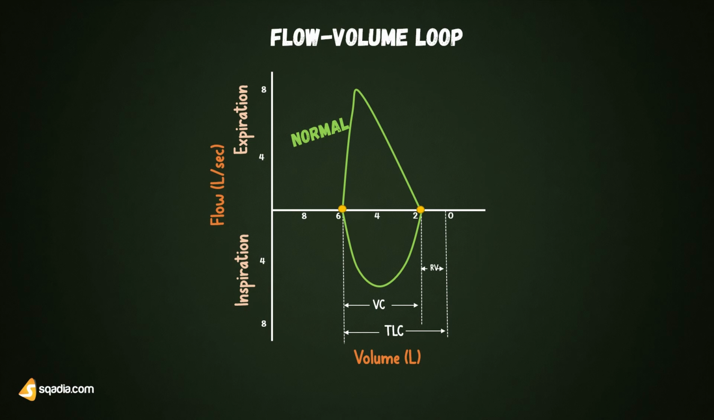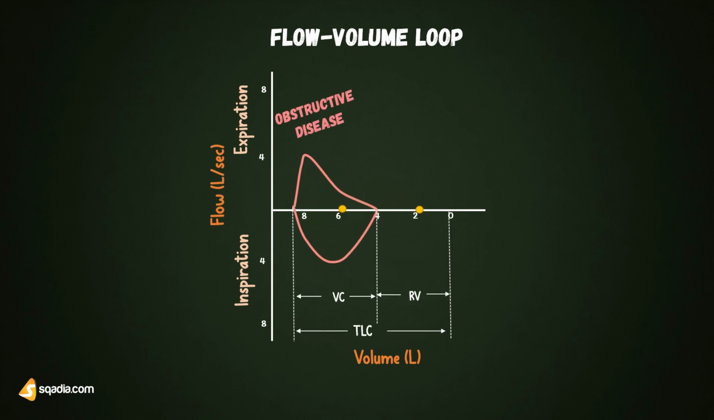Now, compare this with that of a patient with obstructive lung disease. You can see that the loop shifts to the left, as compared to the normal flow-volume loop. Also, note the large increase in the residual volume, which is the amount of air left after the maximum expiration, as there's a decrease in the amount of air expired. So we have more air left in the lungs and an increased residual volume. This is because the volumes are increased in obstructive disease.